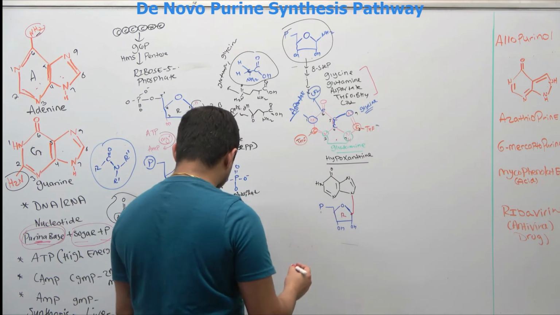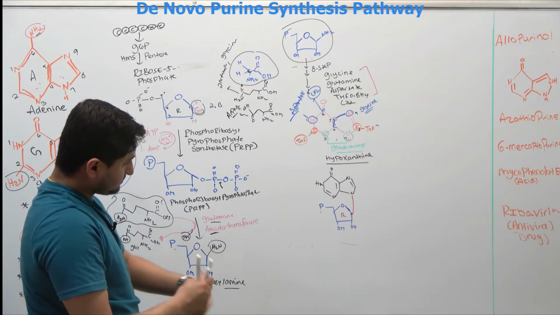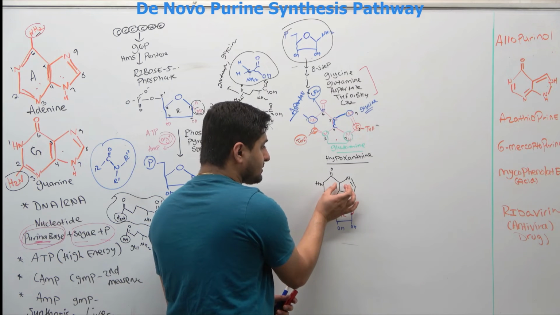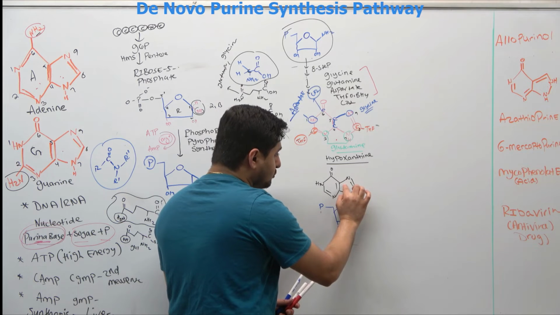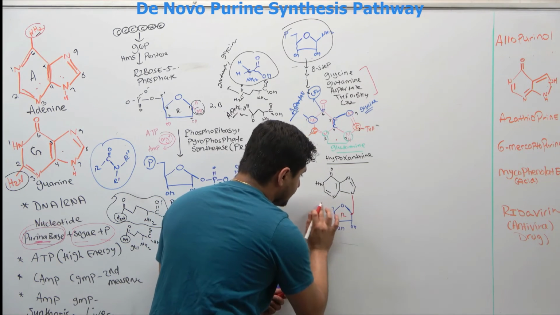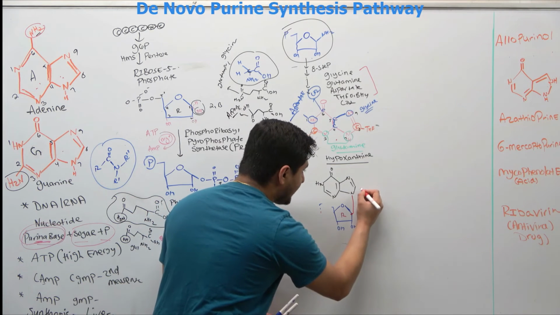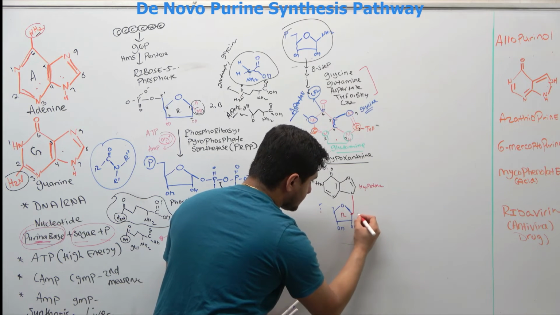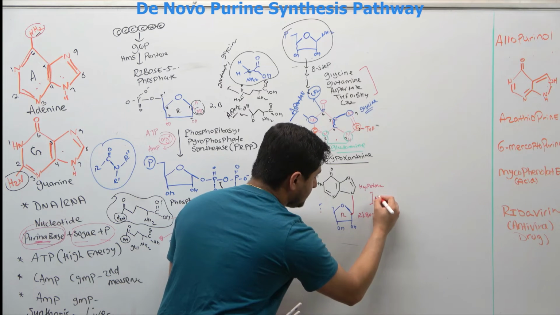Because this compound has an amine group in it, different enzymes and a different process are going to take place. And we're going to make this compound, hypoxanthine. When you add this hypoxanthine with this ribose sugar, we make a nucleoside. This is hypoxanthine plus this ribose sugar. This is a nucleoside.